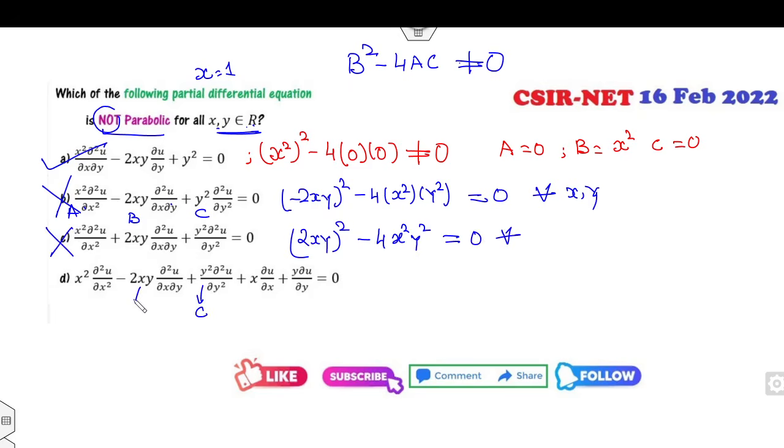This is my c, this is my b, this is my a. So again you can see 4x square y square minus 4x square y square, which is 0. So that means it is also parabolic. So the correct option of this example is A, my right answer.